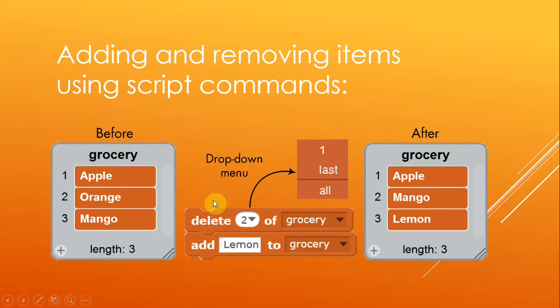Okay, so here once again we removed item 2, which is the orange. If we now go and add lemon, remember add adds to the end of the list. So mango, because orange was moved up to number 2, lemon was added in at position 3, or the last one.